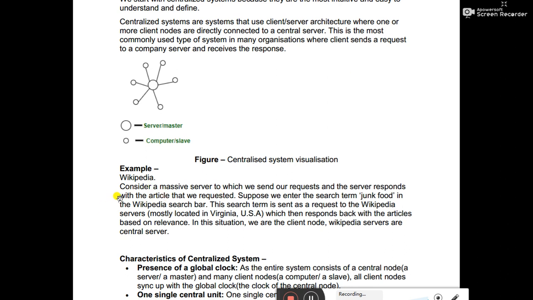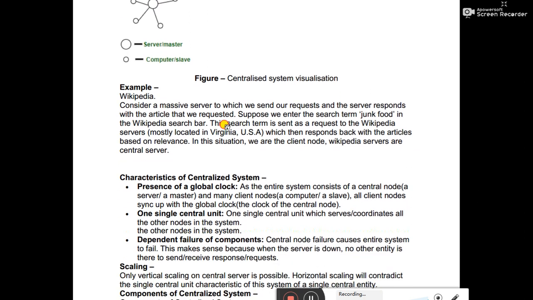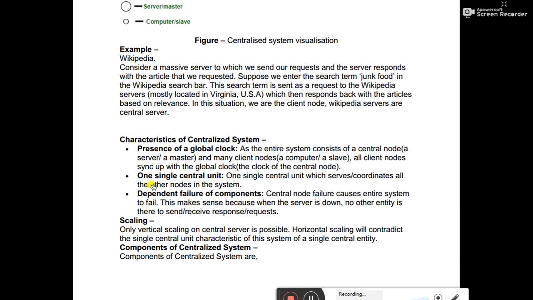where, here you can see, consider a massive server to which we send our request, and the server responds with the article that we requested. Suppose we enter the search term junk food in the Wikipedia search bar. The search term is sent as a request to the Wikipedia server, mostly located in the USA, which then responds back with the articles based on relevance. In this situation, the client is the node, and Wikipedia is the server, which is central. So let's go through a few things, which are the characteristics of centralized systems.